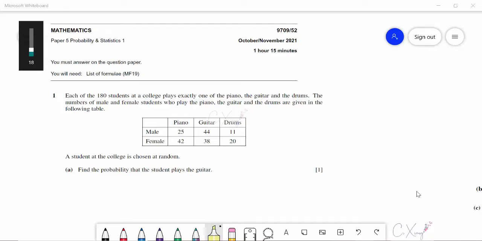Okay, so students, we are going to discuss this paper 5.2, for October, November 2021. All right, so let's have a look at question number one.